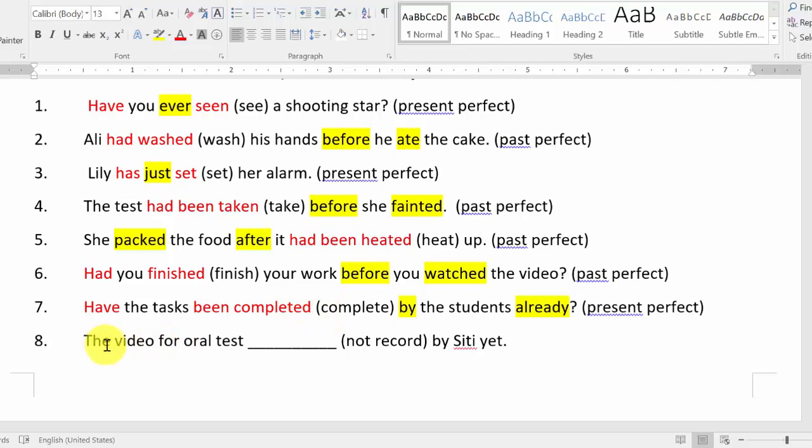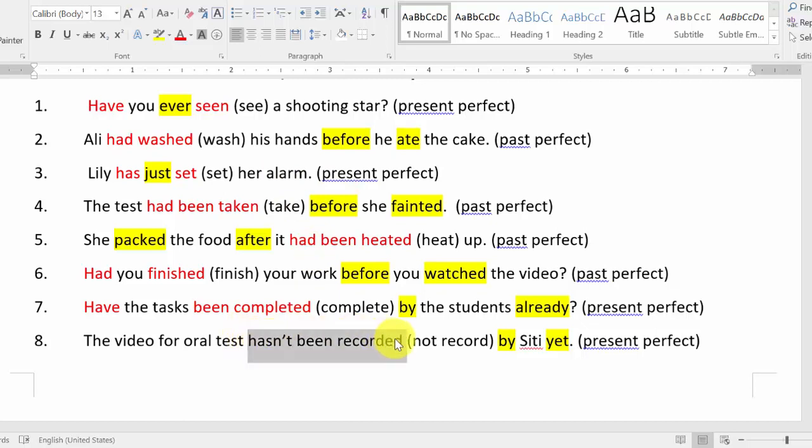Okay, number 8, last question. The video for oral test, not recorded by city yet. Okay, your keyword here is "yet." We do not know when it is, we just know that it hasn't been recorded by city. So it should be present perfect tense. We just know that this action hasn't been done yet, but we do not know when it will be done. You have "by," a keyword that shows you that it should be a passive voice. So your answer should be passive voice present perfect tense, has or have plus been plus PP. So oral test, the video, one video only, so we should use "has," and we have a "not" here, so hasn't been recorded by city yet.